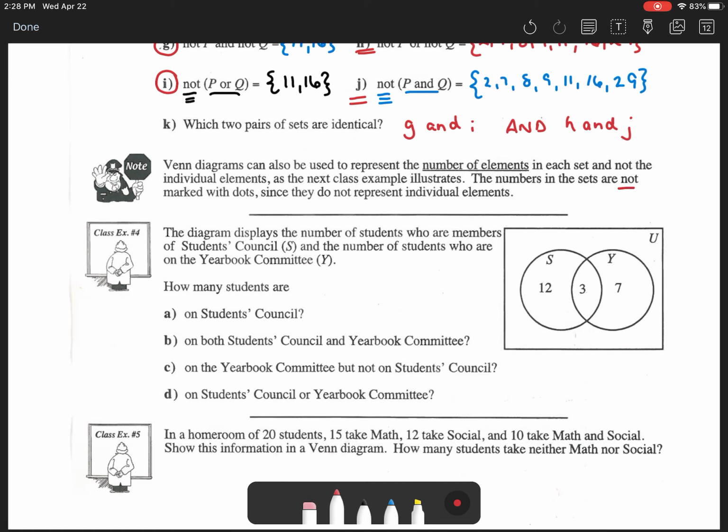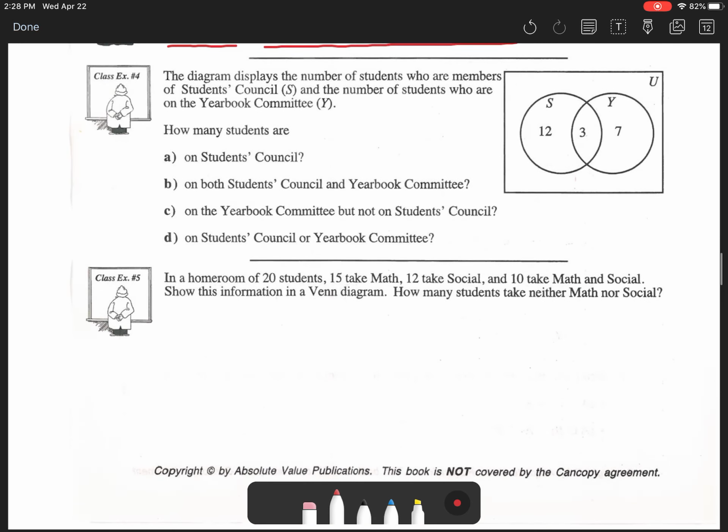Next, Venn diagrams can also be used to represent the number of elements in each set and not the individual elements, as the next class example illustrates. The numbers in the sets are not marked with dots. So when they are not marked with dots, and we talked about this already, they do not represent individual elements, okay? So for example, in these questions just below here, when I see the number 12, 3, and 7, that's not the number 12, the number 3, and the number 7. That means in the case of this question, that's 12 students, 3 students, 7 students, okay? So that's how we distinguish the numbers themselves from the number of elements we are talking about.